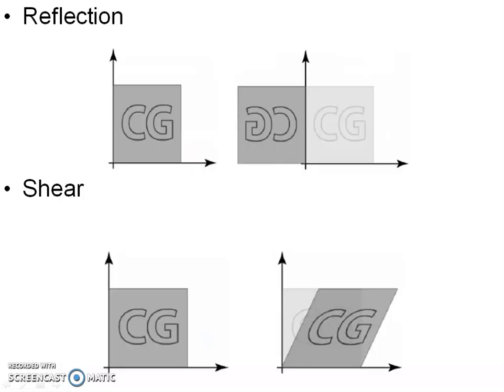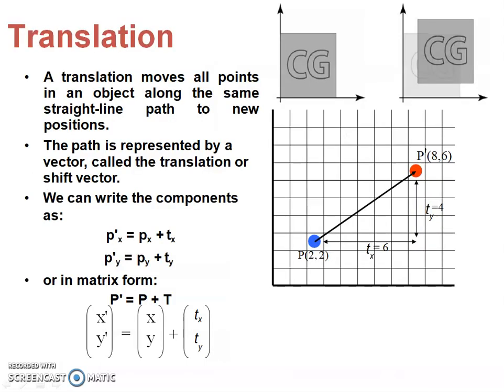Each transformation is a single entity, that is, the object itself is transformed, and it is relative to the coordinate system or relative to the background. Only the object is moving. Here is translation. This one is the original object, then this is the translated object. Translation moves every point in an object along the same straight line path to a new position. The path is represented by a vector called the translation vector or shift vector.